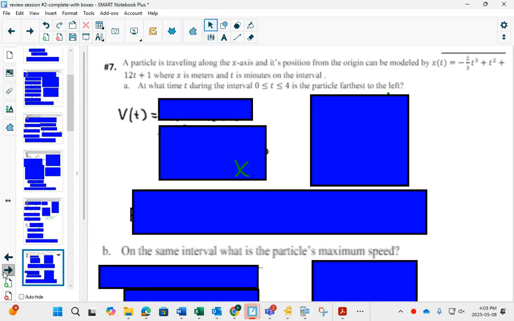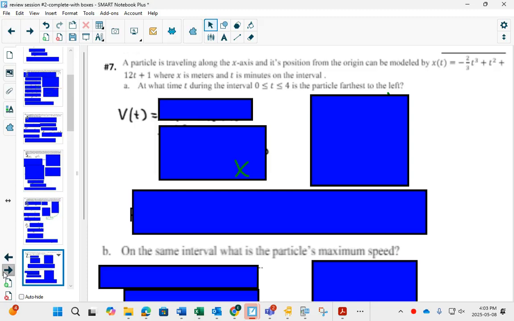AP seems to love having particles travel on the x-axis. It's like a particle holiday that they just love going along the x-axis. So here we've got a particle traveling along the x-axis, and we've got its equation, where x is in meters and t is in minutes. At what time is it furthest to the left?